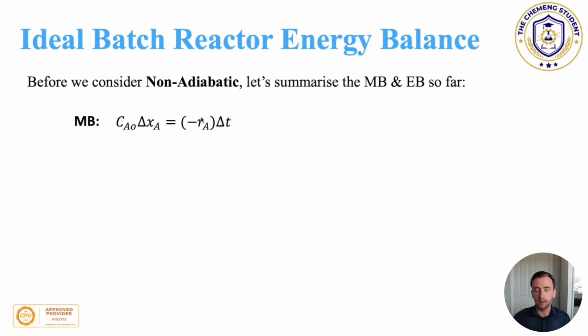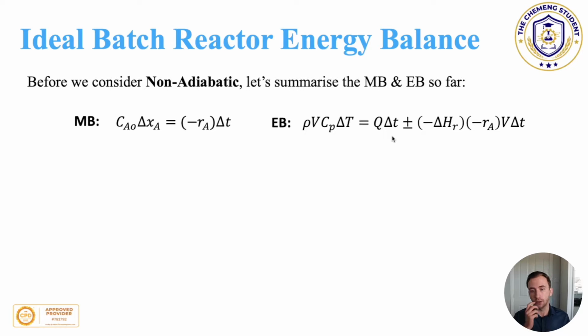So the material balance that we've derived from the previous set of equations is that we have the initial concentration multiplied by the change in the conversion must be equal to the batch time multiplied by the reaction rate constant, and then we have our energy balance here as well.